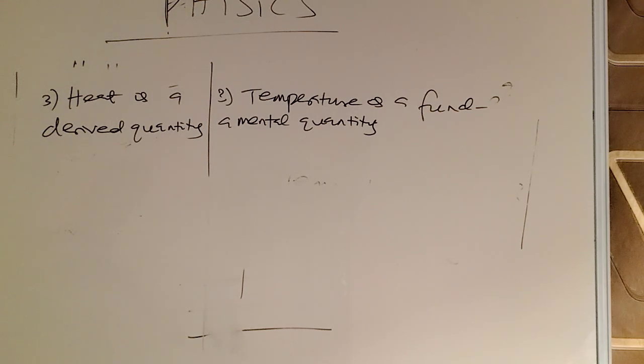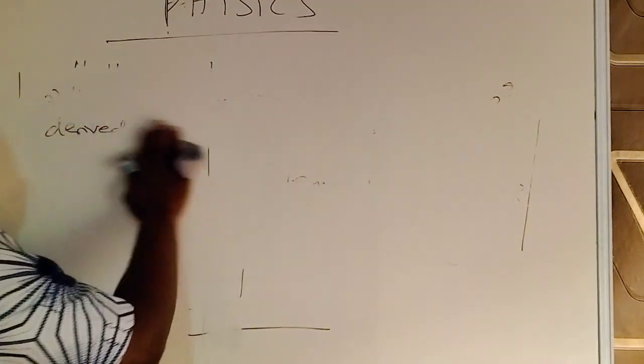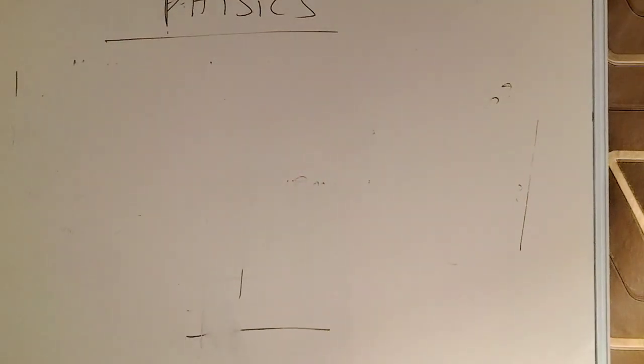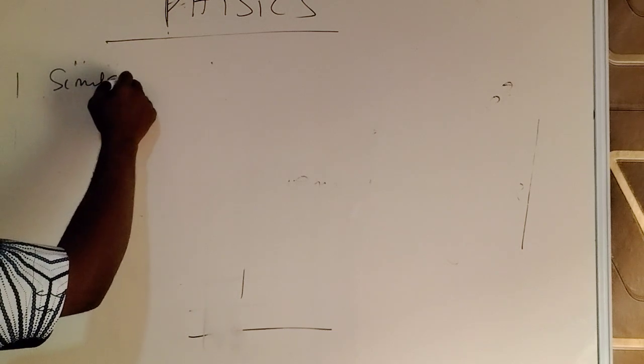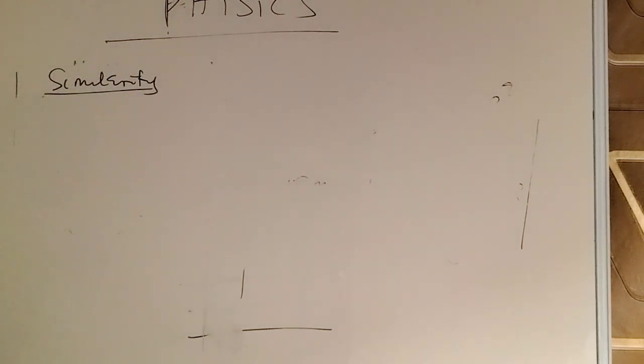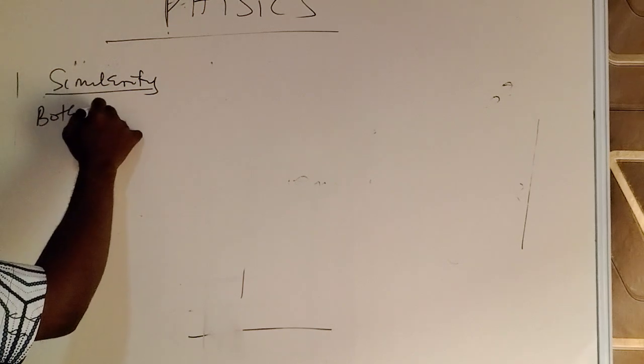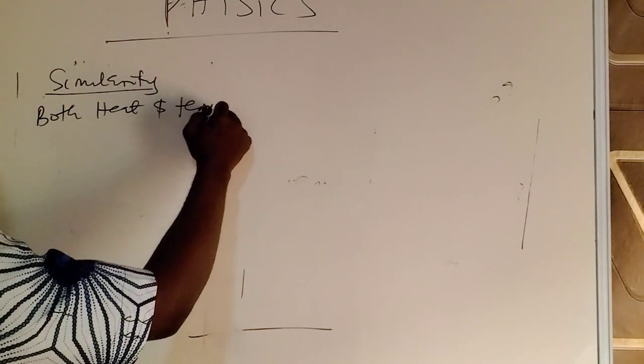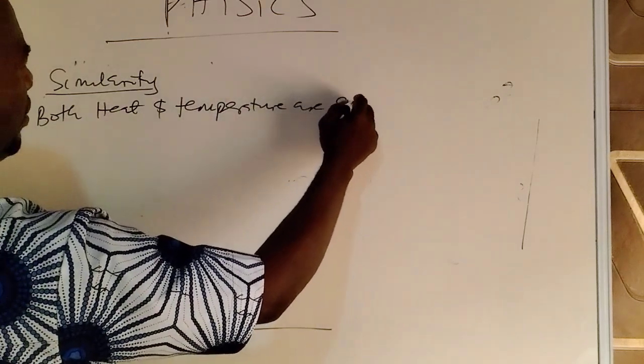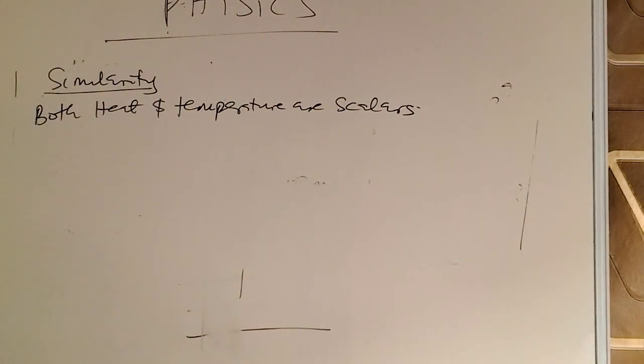Then the third one on the board right now is heat is a derived quantity, while temperature is a fundamental quantity. So these are the three basic differences between heat and temperature. Having done that, do these two quantities have similarities? Yes. You should know that both heat, which is energy, and temperature are scalars. So both are scalar quantities, that is, they have magnitude but no direction. This is the similarity between heat and temperature.